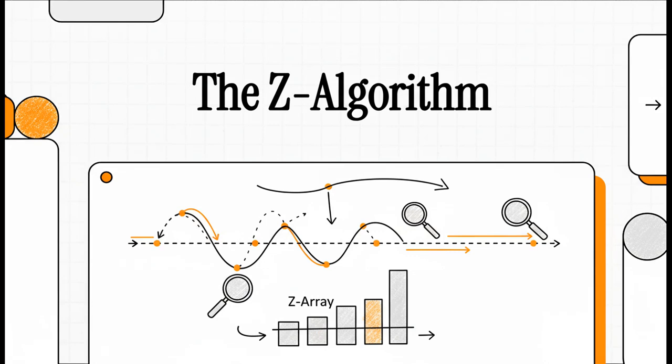What if I told you there's a way to find every single occurrence of a pattern inside a massive text, not just fast, but in guaranteed linear time, no matter how tricky the input is? Well, today, we're unpacking one of the most elegant solutions in string processing, the Z algorithm. So let's get into how it actually works under the hood.